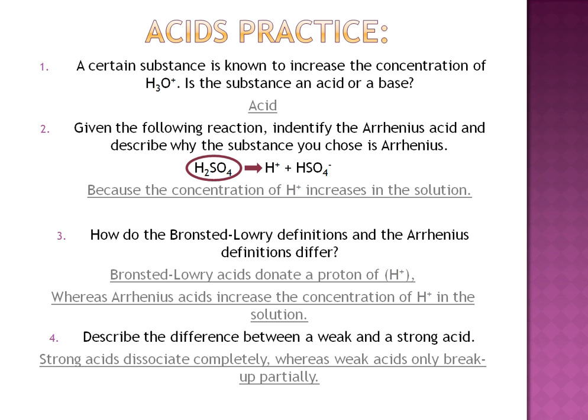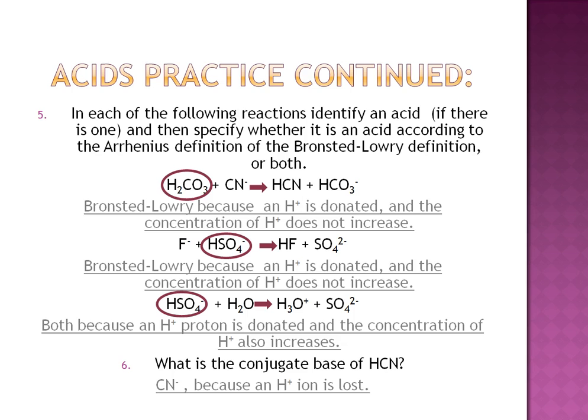Number 3. How do the Bronsted-Lowry definitions and Arrhenius definitions differ? Bronsted-Lowry acids donate a proton, H+, whereas Arrhenius acids increase the concentration of H+ in the solution. Number 4. Describe the difference between a weak and strong acid. Strong acids dissociate completely, whereas weak acids break up partially.